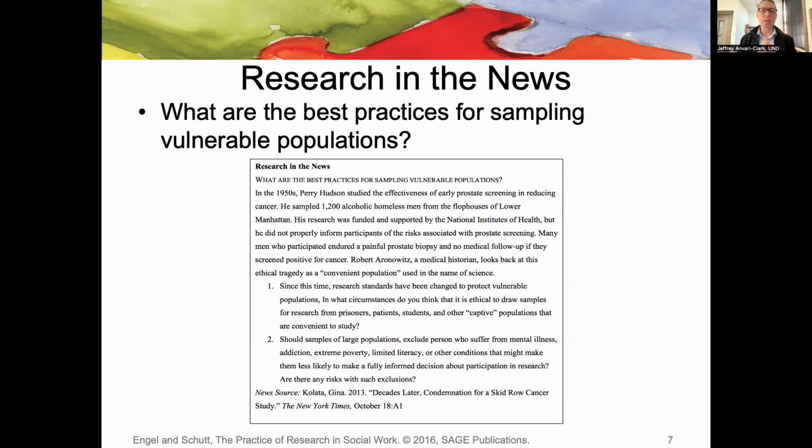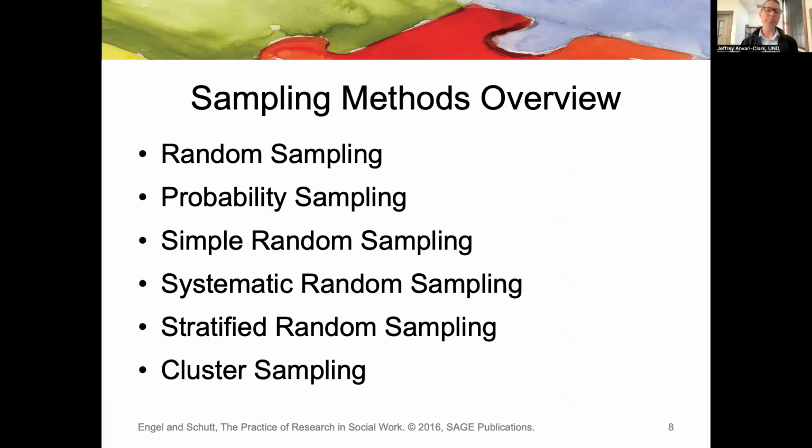Prisoners are another one. So a lot of issues can come up here, and so we want to be quite careful in determining how we're doing this sampling. There are a lot of different methods for choosing who to pick. How do we determine who's going to be in our sample?